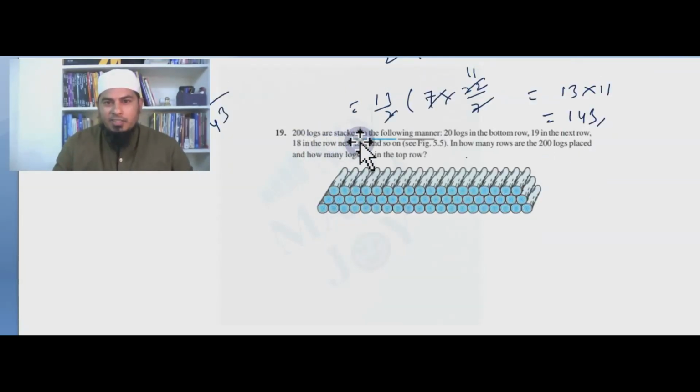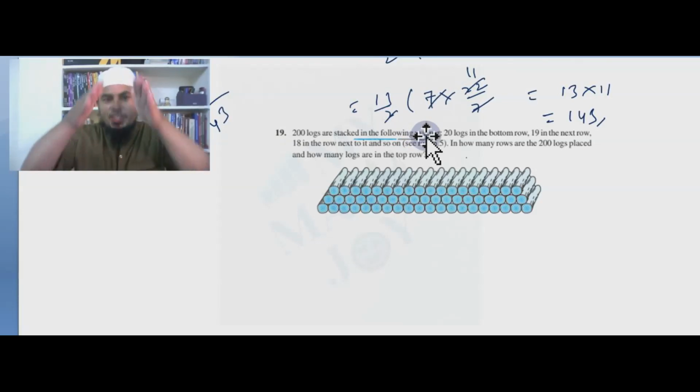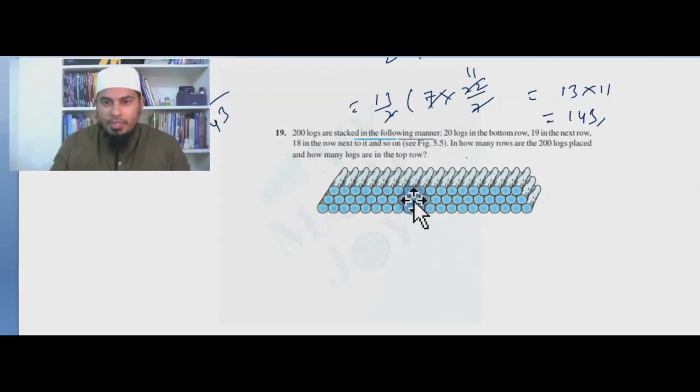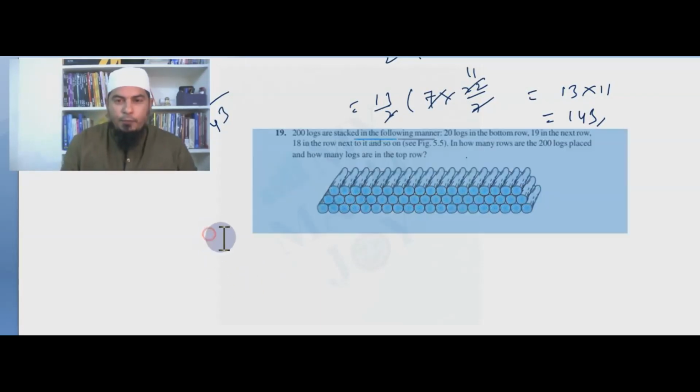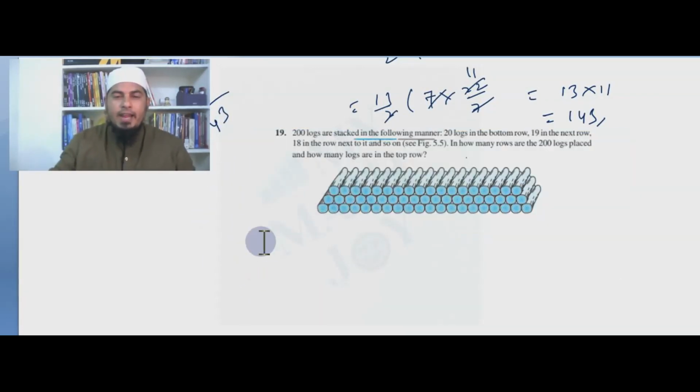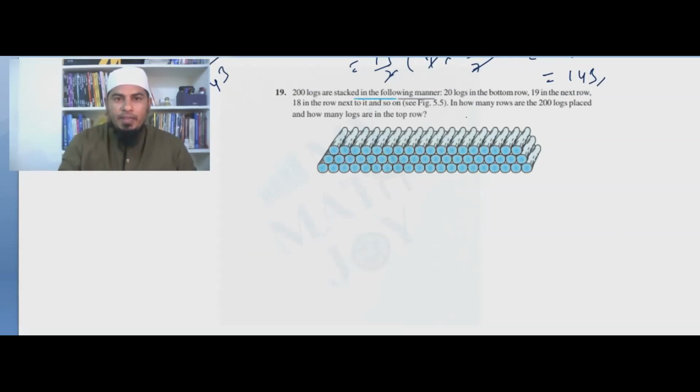200 logs are stacked in the following manner. Okay, in this manner they are arranged. 20 logs in the bottom row, 19 on the next row, and on that it is 18. In this fashion they are arranged. In how many rows are 200 logs placed? If we observe it keenly and write the given, it will be in this fashion.